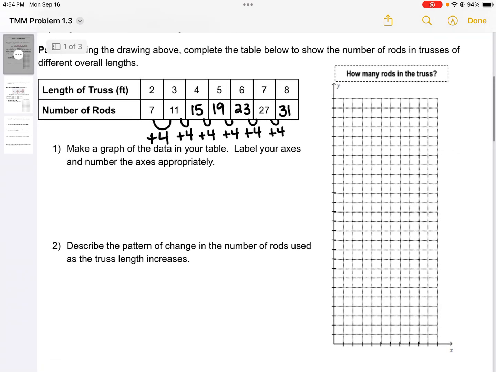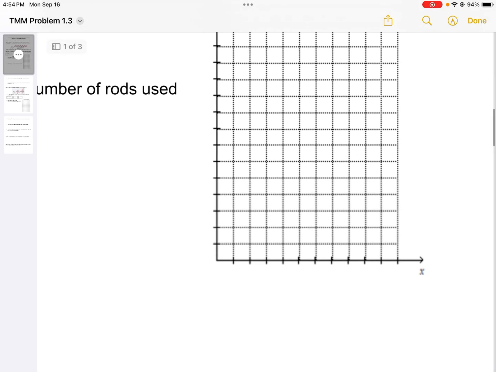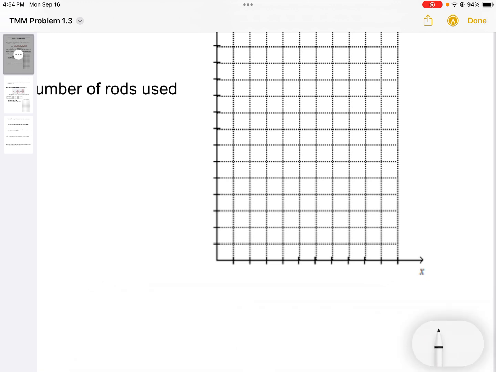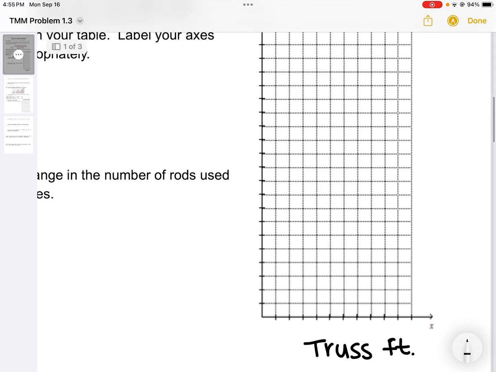Number 1, it says make a graph of the data in your table. Label your axes and number the axes appropriately. So on here, the axes are my X and Y axis. My X, which goes left and right, is going to be the truss feet. Actually, I'm going to bring that down just a little. So truss feet. And then my Y is going to be the number of rods.